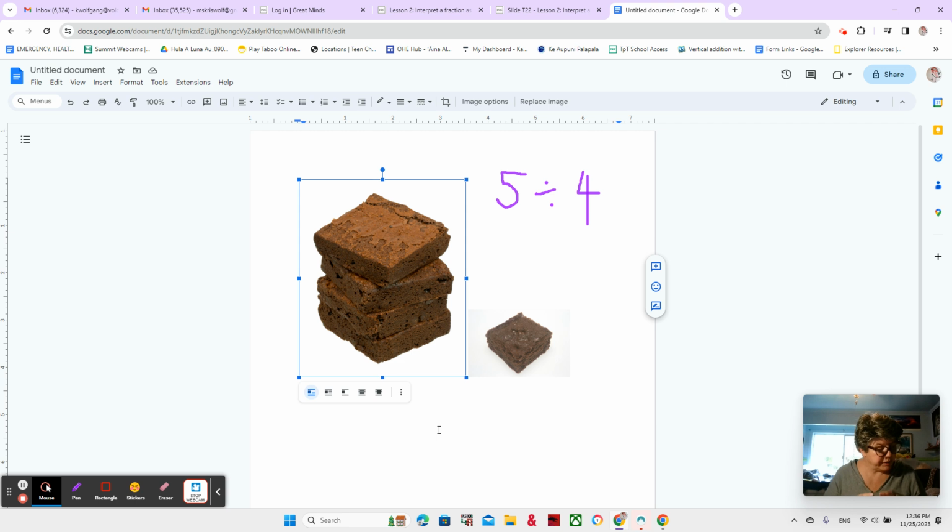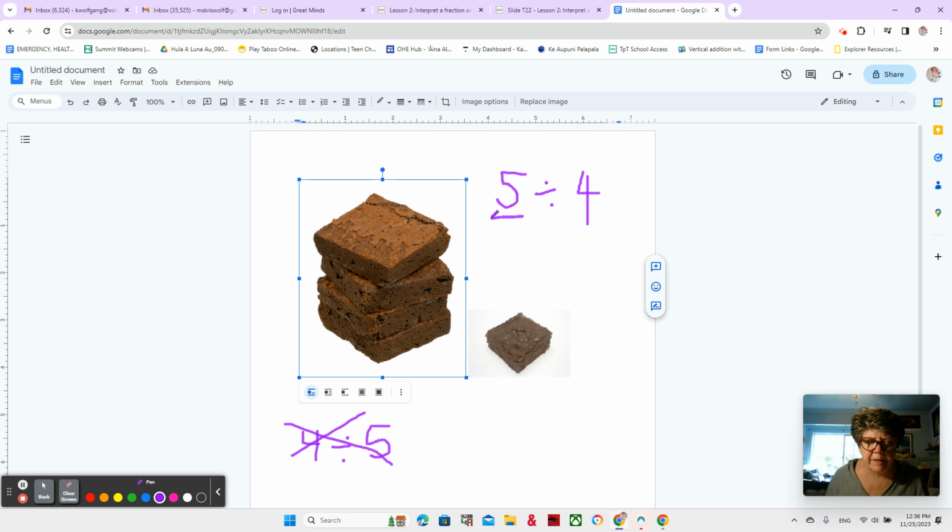Well, we already know that each friend gets more than 1 brownie, right? Because there's more brownies than friends. So 4 divided by 5 would be less than 1, right? 4 divided by 5 would take 4 and break them into 5 parts, and then each part would be less than 1. It would mean 4 friends are the wholes that are going to be divided into the 5 groups. That doesn't make sense. We can't cut up friends, right? So it's not 4 divided by 5.